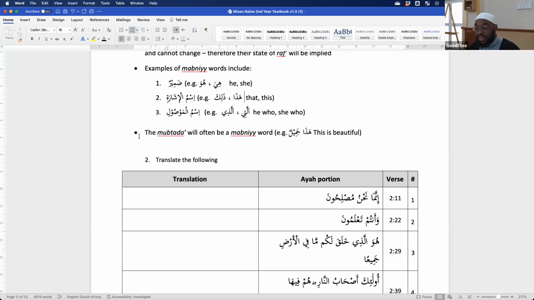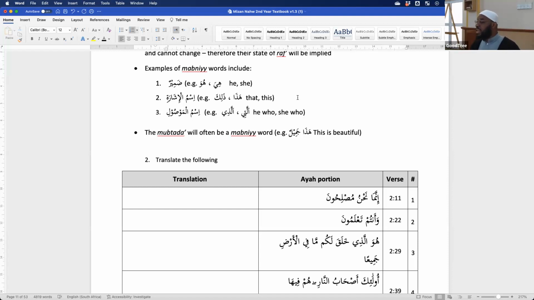Dhalika al-bab. That is the door. Excellent. And that's interesting because generally when you make a sentence with an ism with the ismul ishara, then the mubtada, I mean the khabar, will be indefinite. Dhalika babun, that is a door. But you say dhalika al-bab. It can either mean that door, or you say dhalika al-bab.